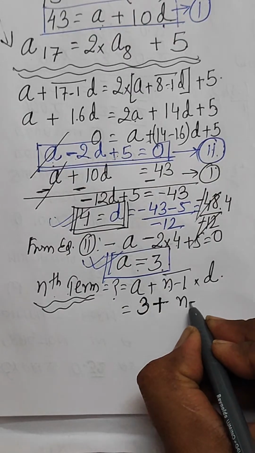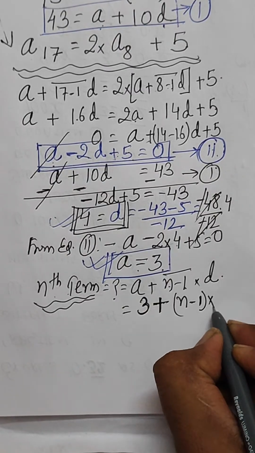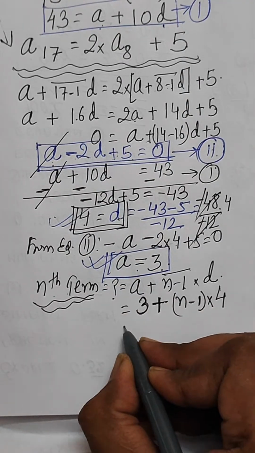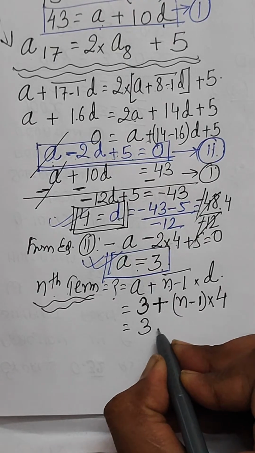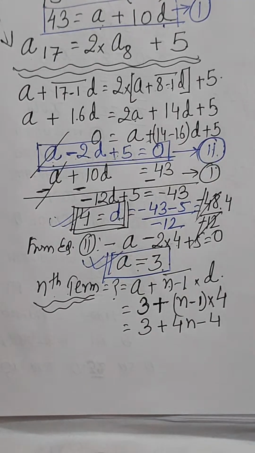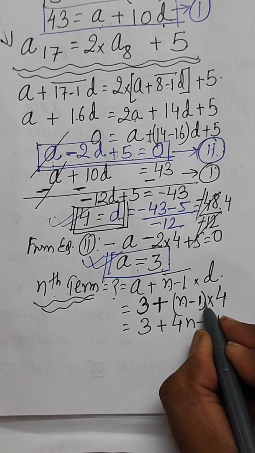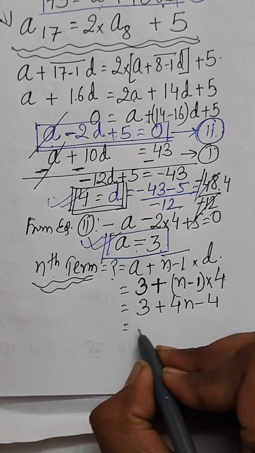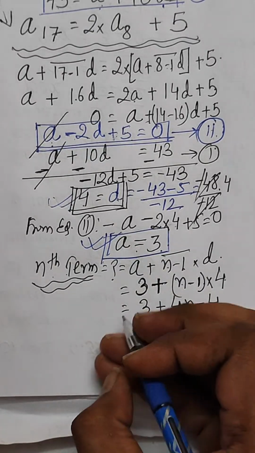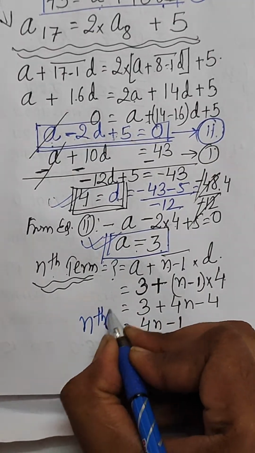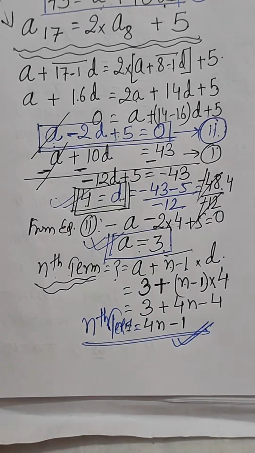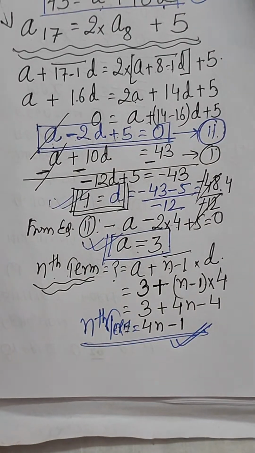So n will be as it is, n minus 1 will be as it is, multiplied by d. And what is the value of d which we have calculated? That is 4, right? So this will give you 3 plus 4n minus 4, right? 4 will be multiplied with n and 1 both, and this will give you 4n minus 1 as the nth term of that AP, and this is our answer, 4n minus 1, right? You can go through the entire solution.